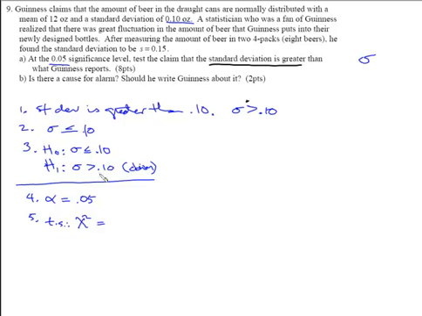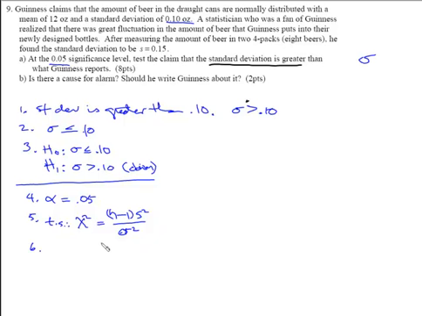So the chi-square test statistic is n minus 1 times the sample standard deviation, or the variance since it's being squared, divided by the claimed variance, sigma squared. Okay, so we compute this in step 6.